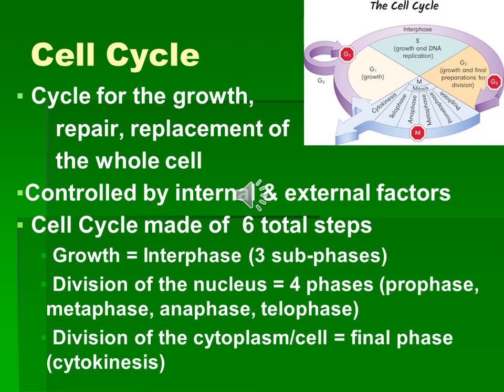Cell division is the division of the nucleus and the division of the cytoplasm. And mitosis is just the division of the nucleus, which is the 4 phases in the middle. So you have to think about how they overlap, right? Cell cycle, 6 total steps. Cell division includes everything but our growth, our resting, our interphase. Cell division, remember, is division of the whole cell.